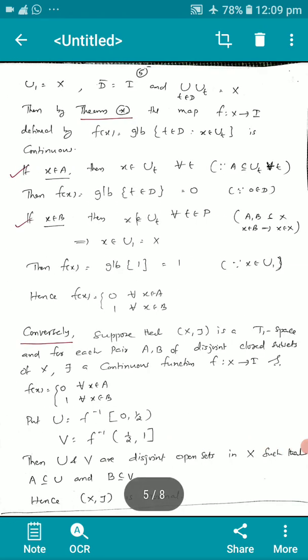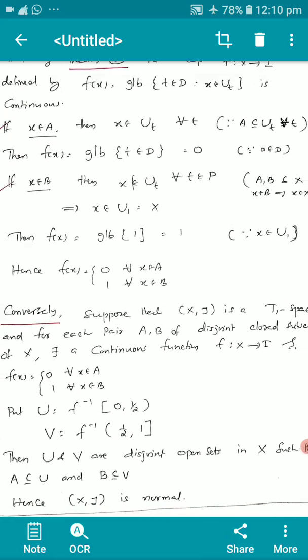Then U1 equals capital X, D bar equals I, and the union of Ut over t in D is equal to capital X. Then by theorem star, the map f from X to I defined by f of x equal to the greatest lower bound of the t in D such that x is in Ut is continuous.